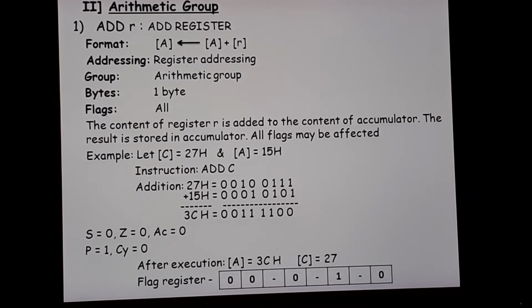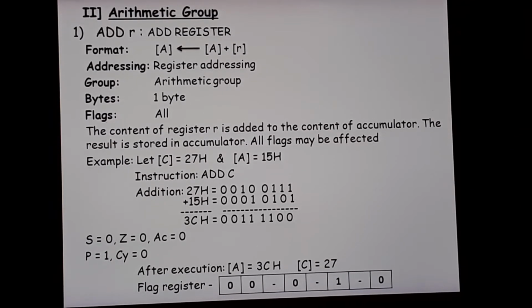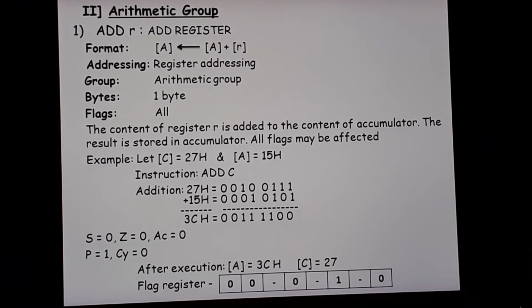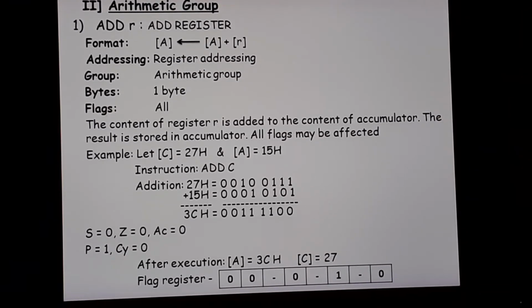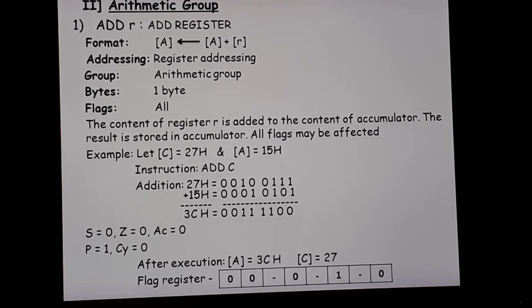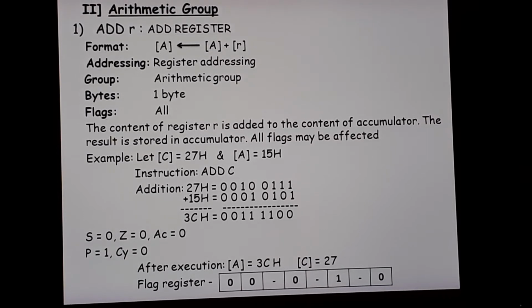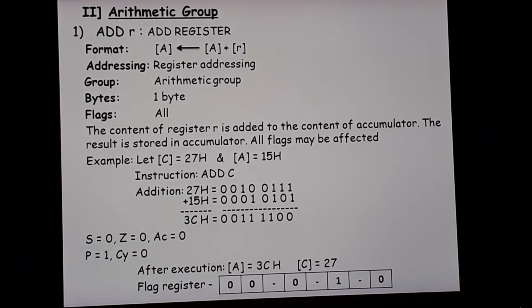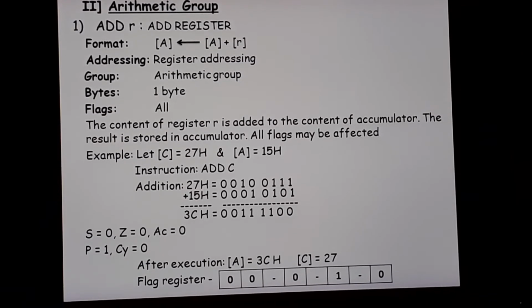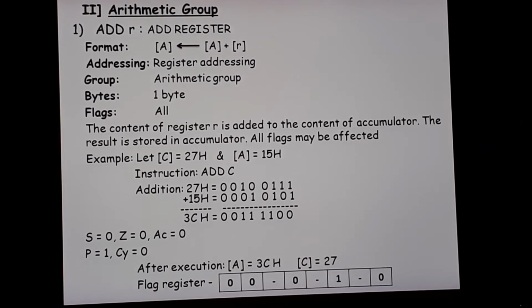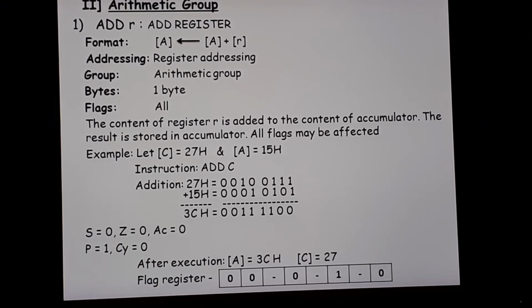AC, that is auxiliary carry, will be 0. Why? Because there is no carry which got generated from bit D3 to D4. So hence AC flag is set to 0. Then P is nothing but parity flag. Since in your answer you can see there are 4 number of ones, which is an even number, so hence the answer contains even number of ones, so hence parity flag is set to 1. Now carry is 0. Why? Because there is no carry which got generated from the last bit, that is D7 bit. There is no carry which got generated, so hence only parity flag is set to 1. Rest all the other flags are set to 0.